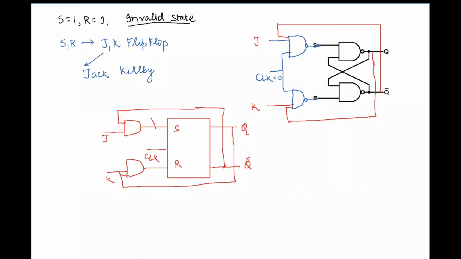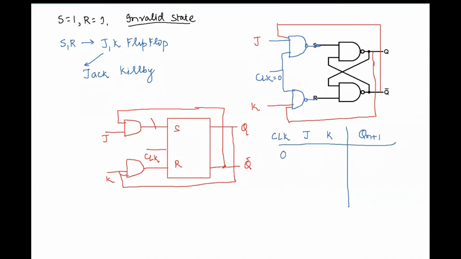So here you can see what the possibilities are. The possibilities we are looking at: you have a truth table like this. In the first column you apply a clock, then J, then K, then Qn plus 1. Qn plus 1 is the next state and Qn is the previous, or present, state. So the next state depends upon the present state.